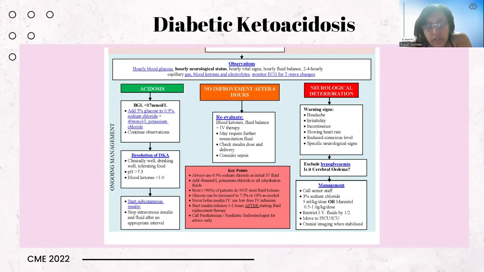Now, if the patient was in shock and is undergoing neurological deterioration, complaining of headache, getting more and more irritable, there is incontinence, the patient is going into bradycardia, if the patient is getting drowsy, right? Or you have specific neurological signs, you have to exclude hypoglycemia. Is the brain swelling? What you are checking for now is cerebral edema. So you have to escalate these cases to a senior. And you might have to give mannitol. Mannitol, what it does is, it pulls the fluid from inside your brain. Because of the dehydration, the osmotic pressure increases and your brain is swelling up. So to reduce that swelling, you give mannitol. And you might have to shift the patient to ICU.